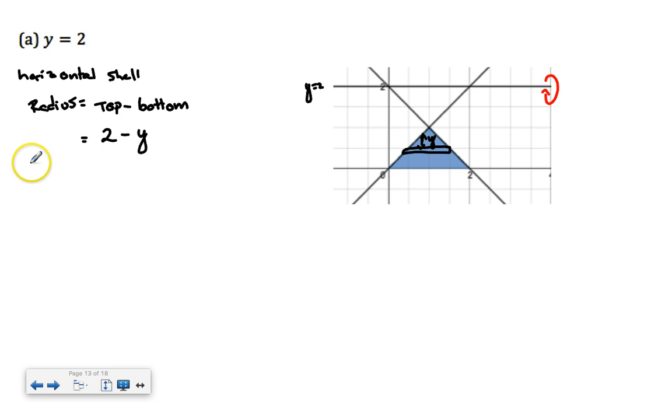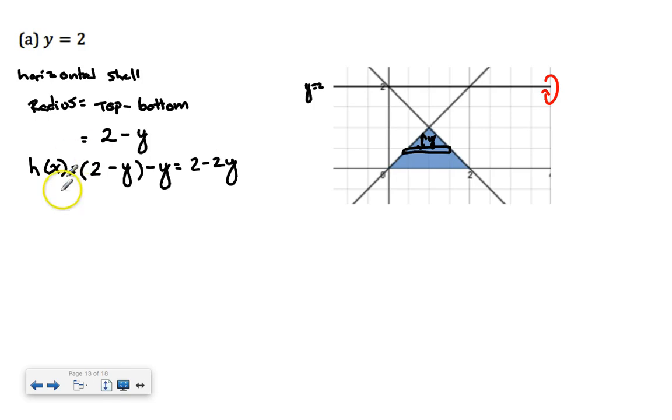The height of my rectangle, or the length of my rectangle, which we'll call h of x, is going to be this right line minus this left line. So it'll be 2 minus y minus y, which in this case is going to be 2 minus 2y, which we can use over and over again for each one of our integrals and each part.